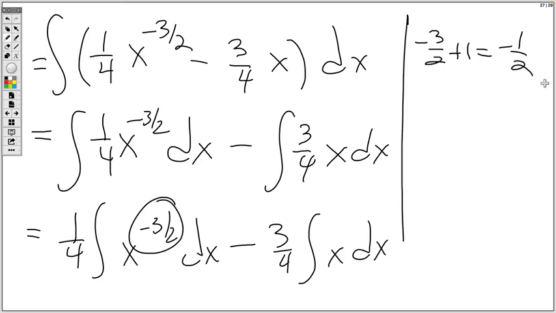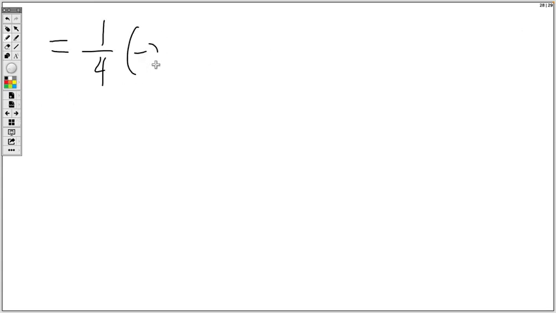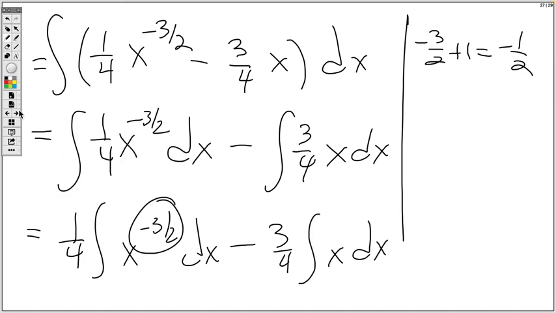Negative 1/2. And instead of multiplying by negative 1/2, I have to divide by negative 1/2. So when you divide by negative 1/2, that's the same as multiplying by what? Negative 2. So this would be negative 2 x to the minus 1/2 minus 3/4.